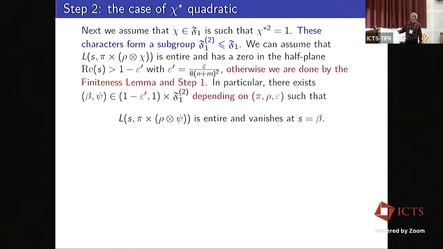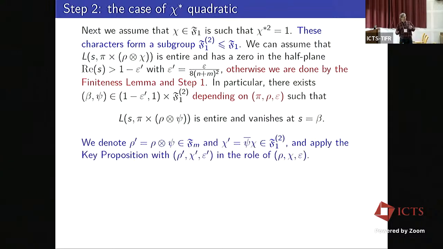So if you know that for one twist there is a zero close to the 1 line, that means there is also a GL1 twist with a zero on the real axis close to 1. And then among all these GL1 twists, you can choose the smallest one. And at that time, the data I fixed here, beta and psi, such that L_S of pi twisted by rho twisted by psi is entire and vanishes at beta, now a real number close to 1, only depends on the initial data. And then we start measuring chi relative to this psi.